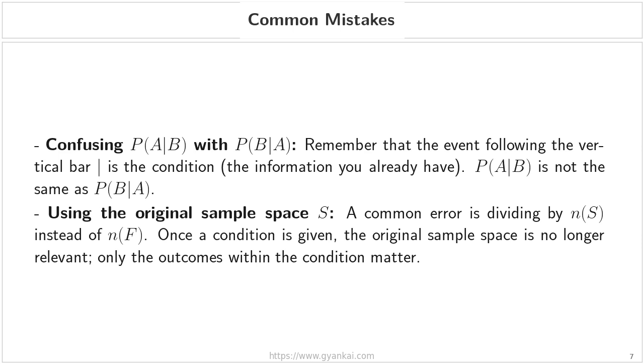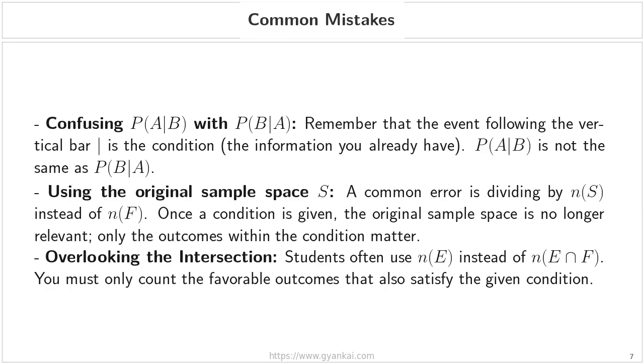Second, a very frequent error is continuing to use the original sample space, which we call S, when we move from the basic probabilities we saw in slide 2 to the more specific scenarios like the dice or card examples we just covered. The original sample space is no longer relevant. You must not divide by the total number of outcomes in S. Instead, you must divide by the number of outcomes in your new, reduced sample space, which we call F. Once a condition is introduced, your world shrinks to only include the outcomes that satisfy that condition.